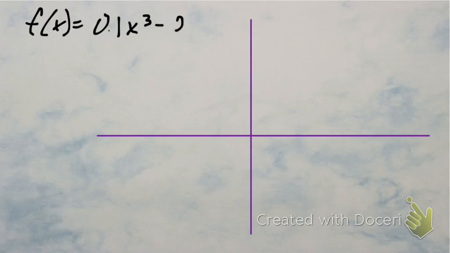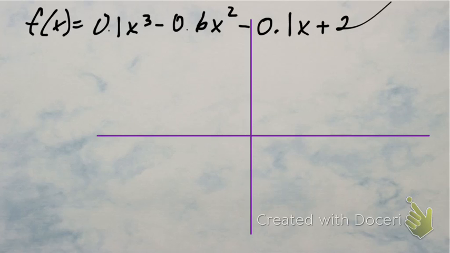One of the things you'll notice on 122 is they give you an equation. They give you f of x equals 0.1 x cubed minus 0.6 x squared minus 0.1 x plus 2. Okay, got a real important question to ask you here.